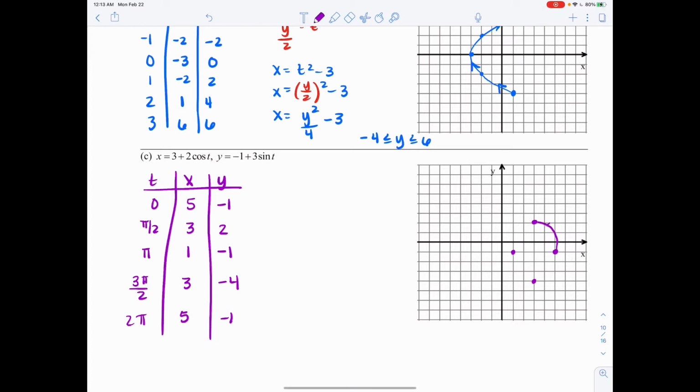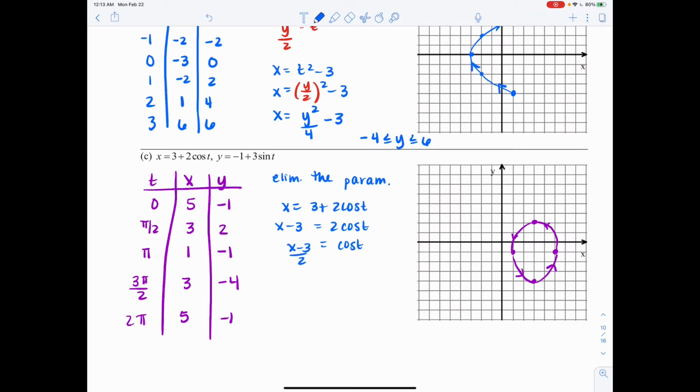So why is this happening? Well, what I have here is actually an ellipse. Let me prove it to you. Let's eliminate the parameter. If I start with x equals 3 plus 2 cosine t, and honestly it doesn't matter what you start with, x minus 3 is equal to 2 cosine t, which is going to give us that cosine t is x minus 3 over 2.